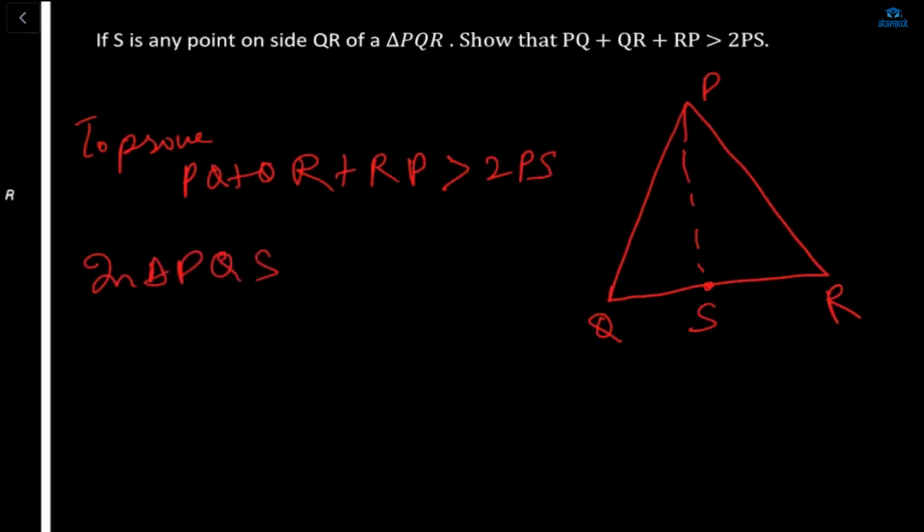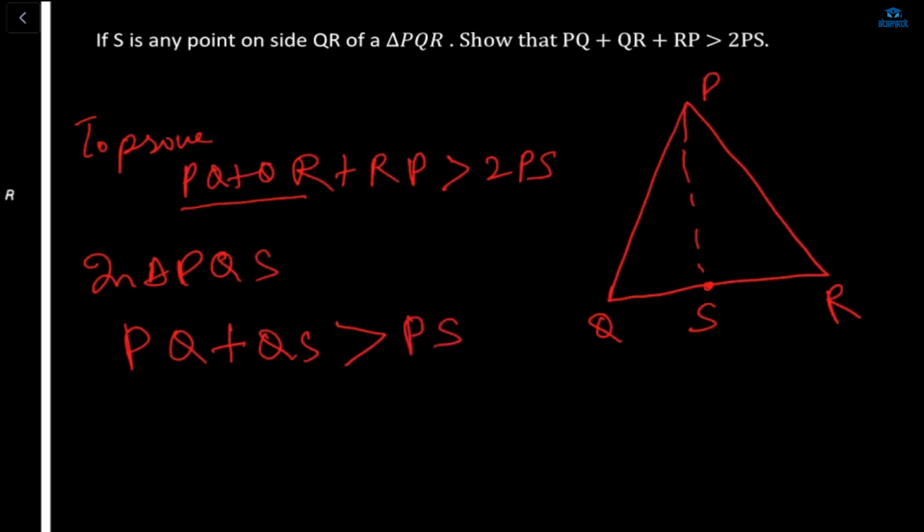So I'm writing here in triangle PQS. Now, what do we have to do in PQS? See, it's mentioned here only: PQ plus QS, because QR is the complete side, and in PQS we are getting only QS. We already know the sum of two sides of a triangle is greater than the third side. Yes or no? You have to mention it here. So the third side we are taking is PS.